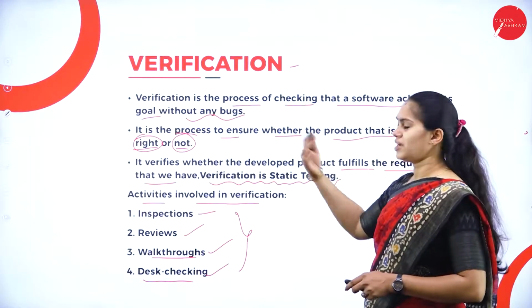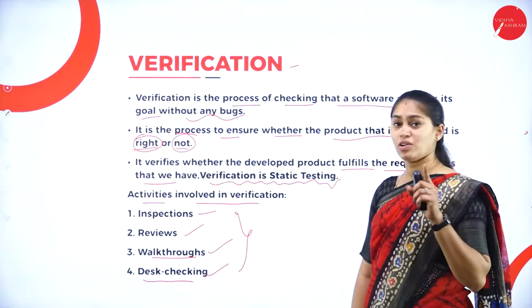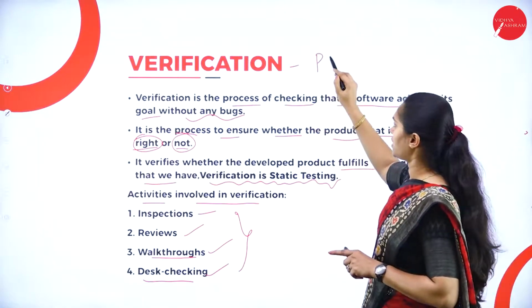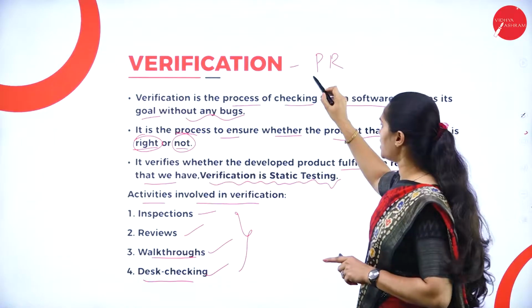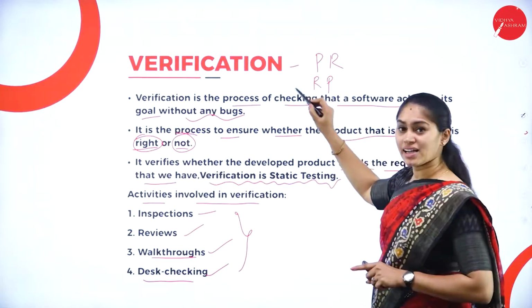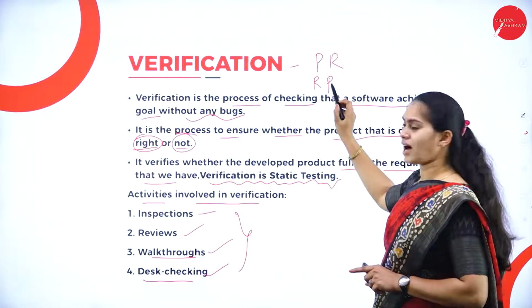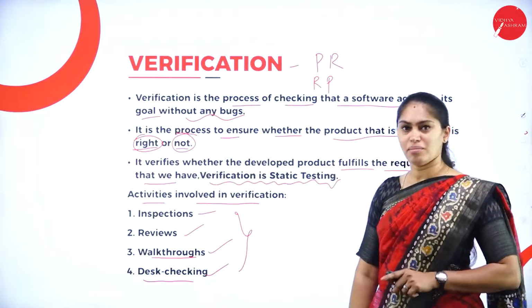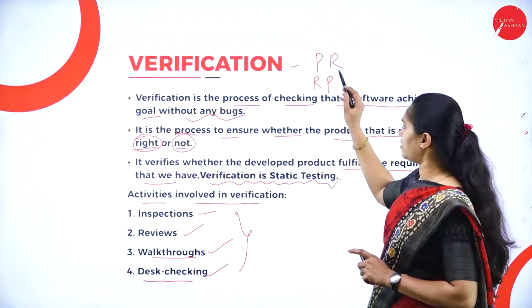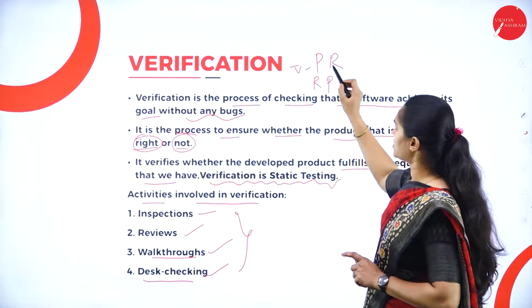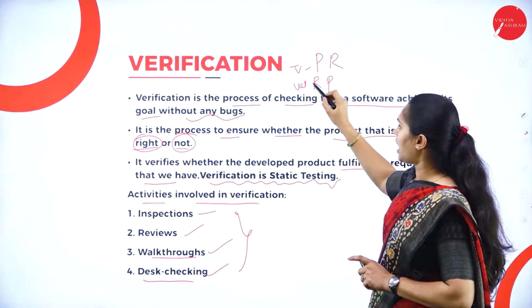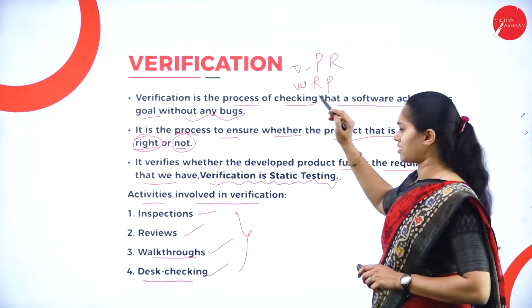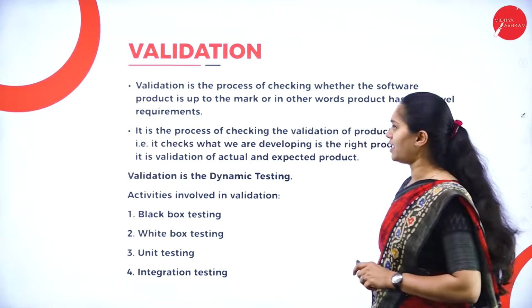Then what about validation? Here you have to remember one thing. For verification it is PR: are we building a product right? For validation it is RP: are we building a right product? PR, RP. If you remember it this way, it will be easy for you. Verification in the sense, are we building a product right? And validation, are we building a right product? That is the difference. We'll see about validation here.